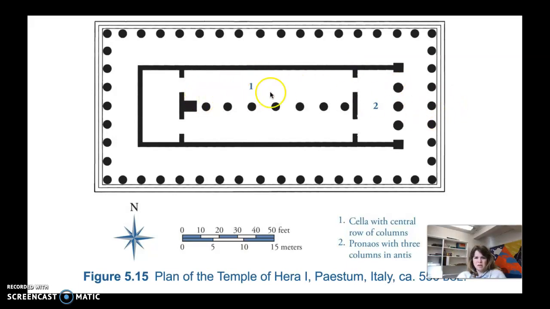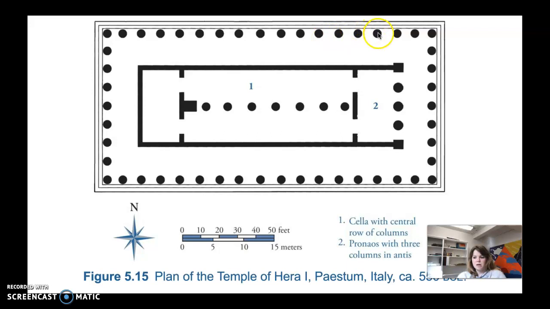It actually has a central row of columns running down the cella, which they think may have helped to support the roof, but it also may have split up the cella into a side for Zeus and a side for Hera. So it might have actually been dedicated to 2 gods instead of 1. But anyway, the fact that they added in this central row made it so that the proportions of the building were a little bit different.